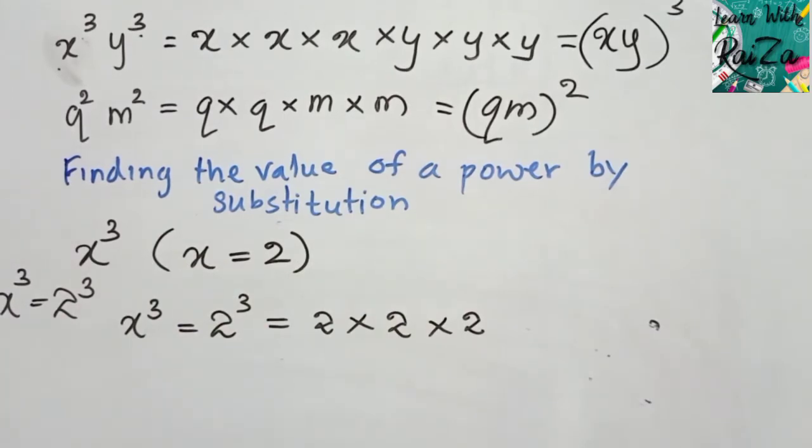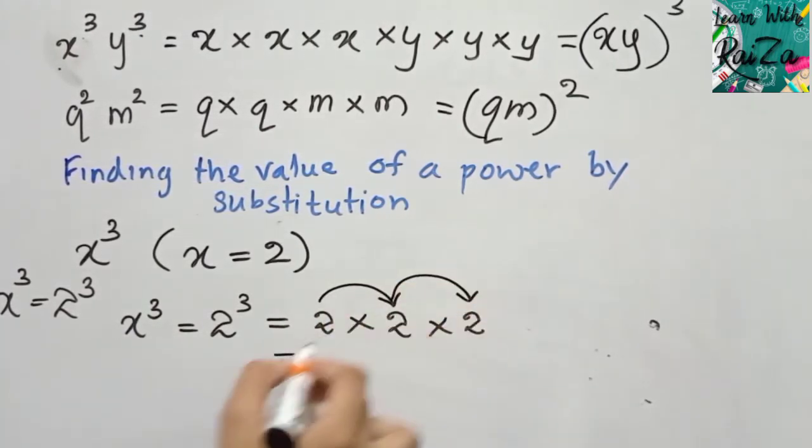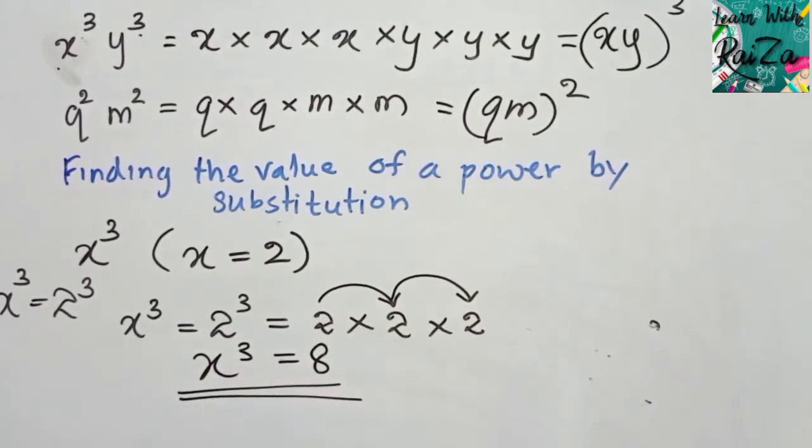Same thing. So what did we do? Instead of x we wrote the number 2 when we expanded. What do we get here? 2 times 2, 4. 4 times 2, 8. Which means that x to the power 3 is equal to 8. So this is called substitution of a given value into the base.